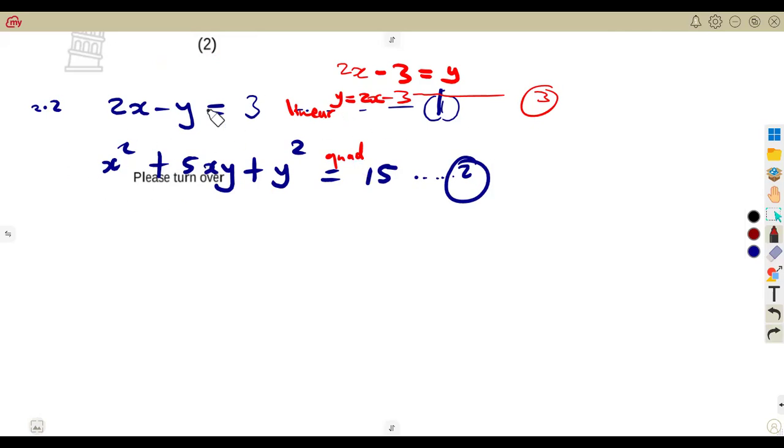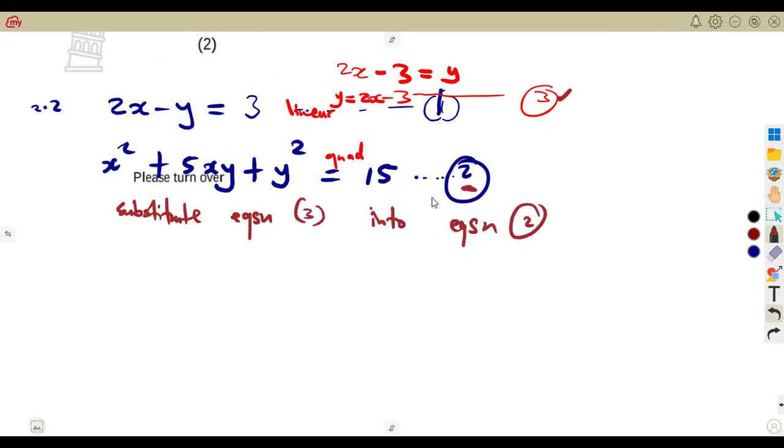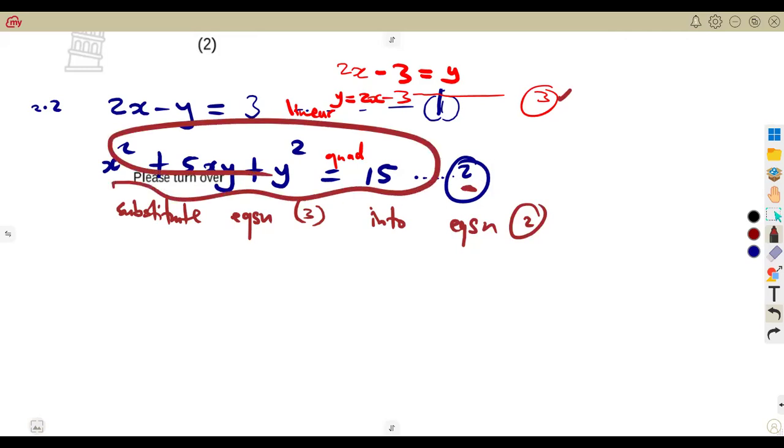If you wanted, you could have made x the subject. It's up to you. As you can see, this one, it was easier for us to make y the subject. Then we are going to substitute equation 3, which is the one that we made the subject here, into equation 2, where we had the original quadratic.